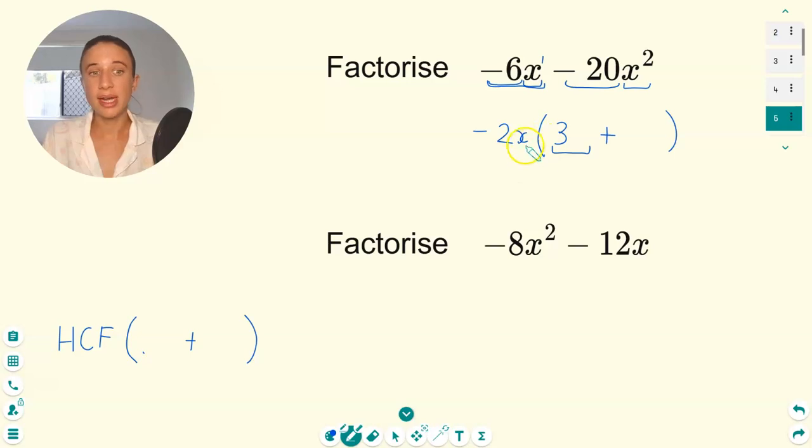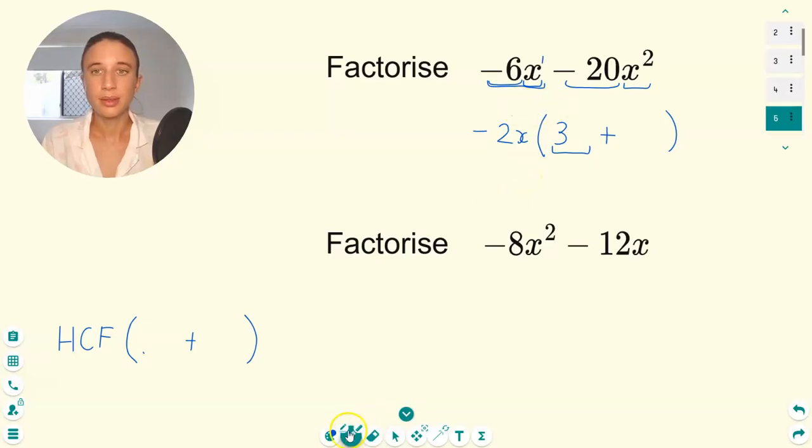And then you can always check it. Have a few goes and check it. So negative 2x times 3: negative 2 times 3 is negative 6, x times 1 is x. So you want to end up with that first number. We will get some practice at it, so no fear.